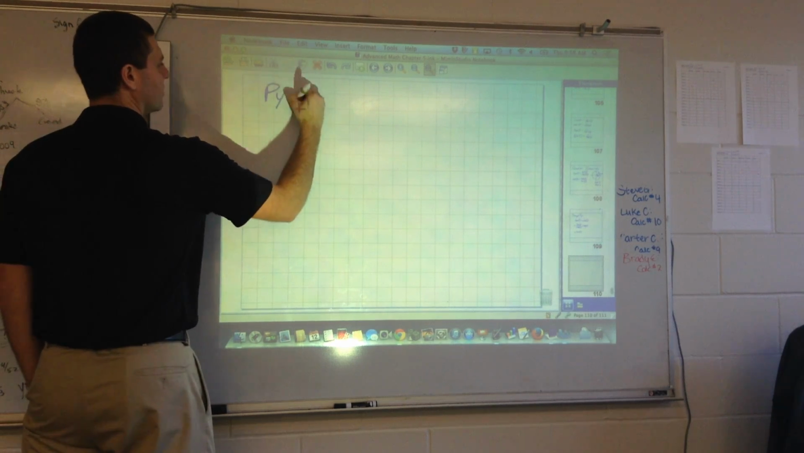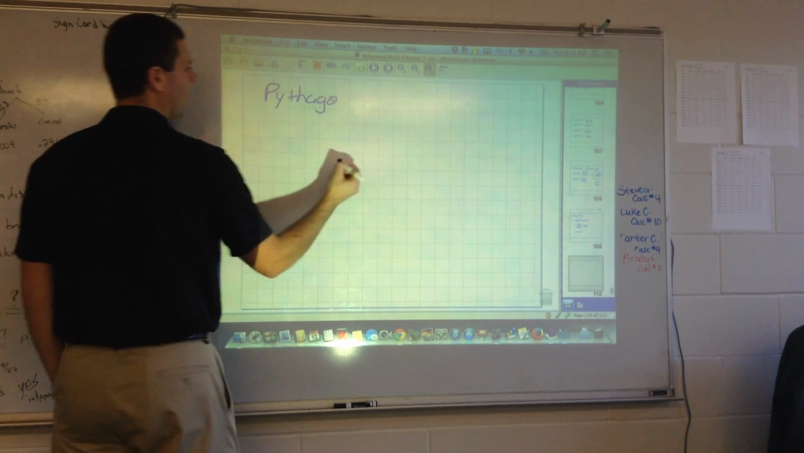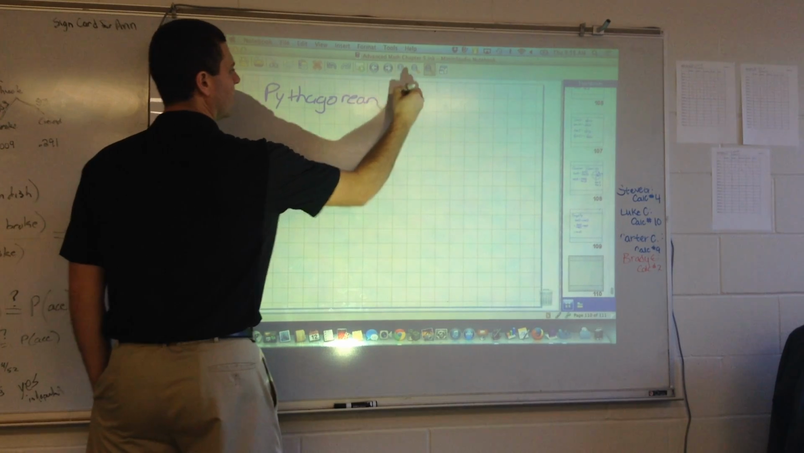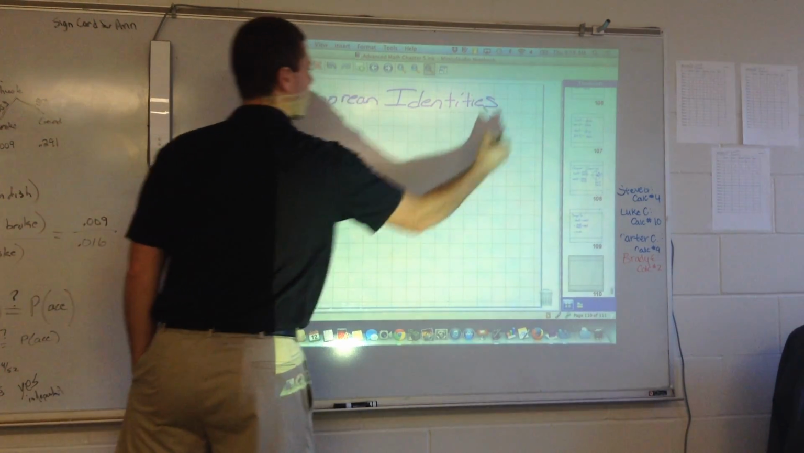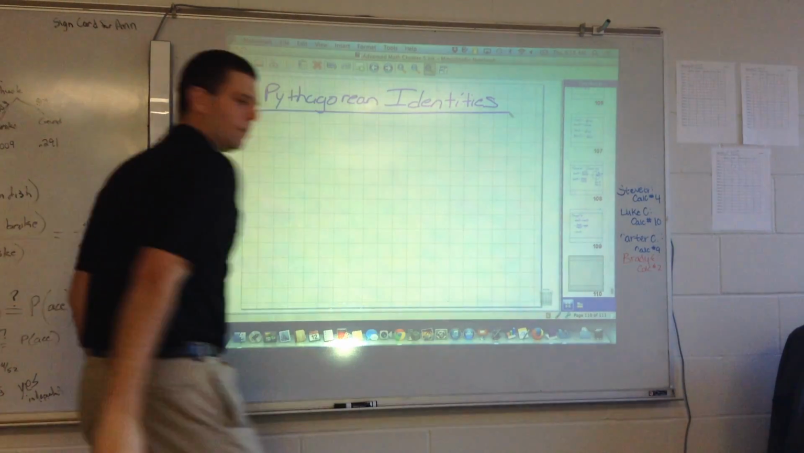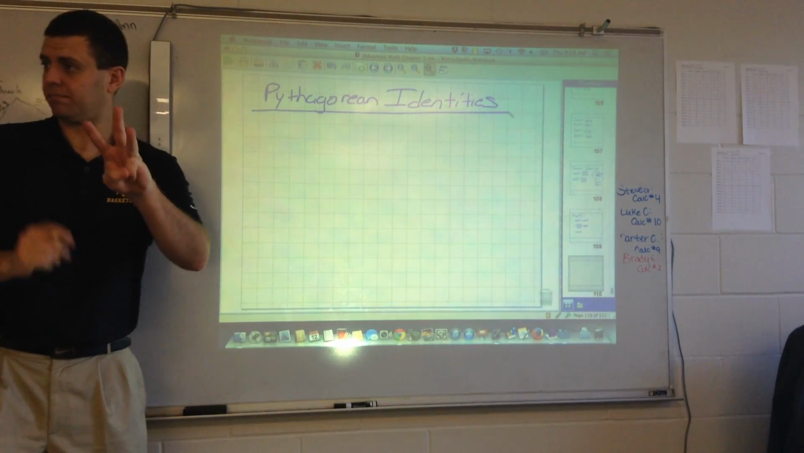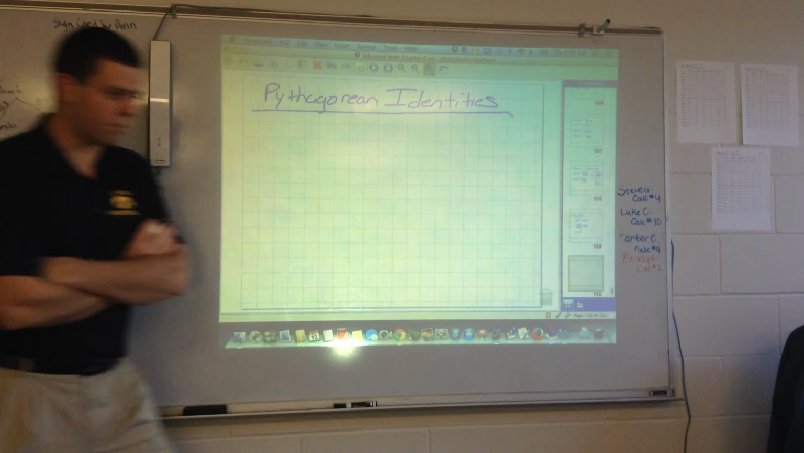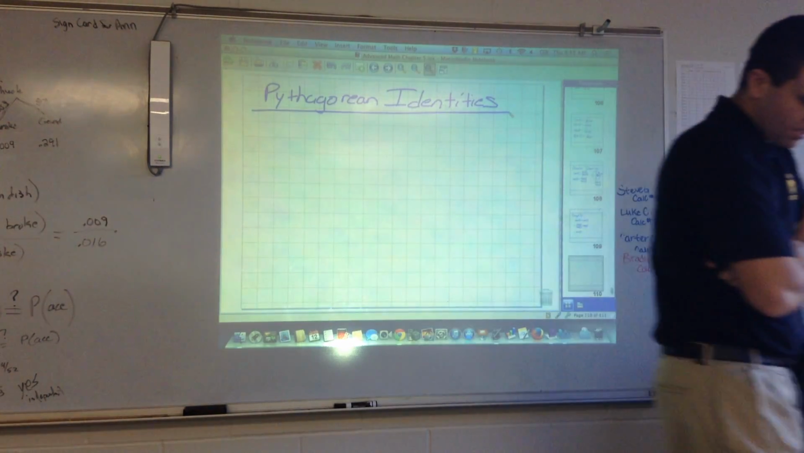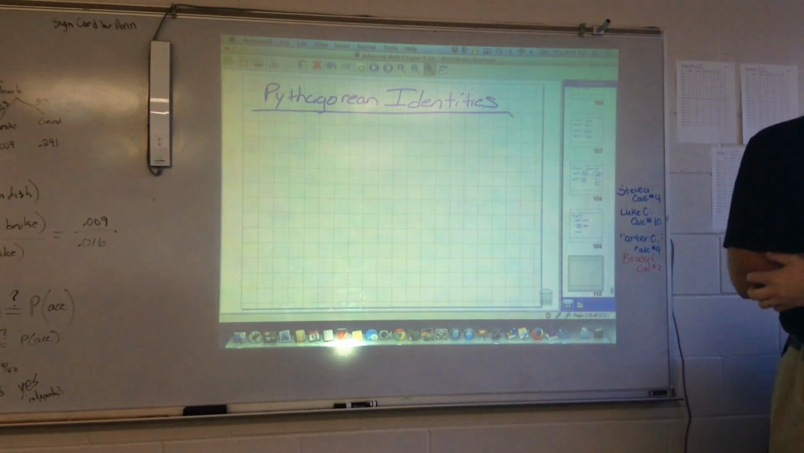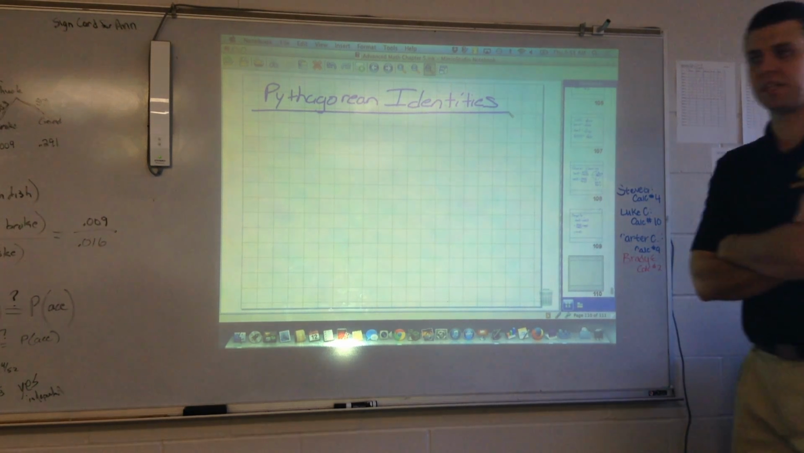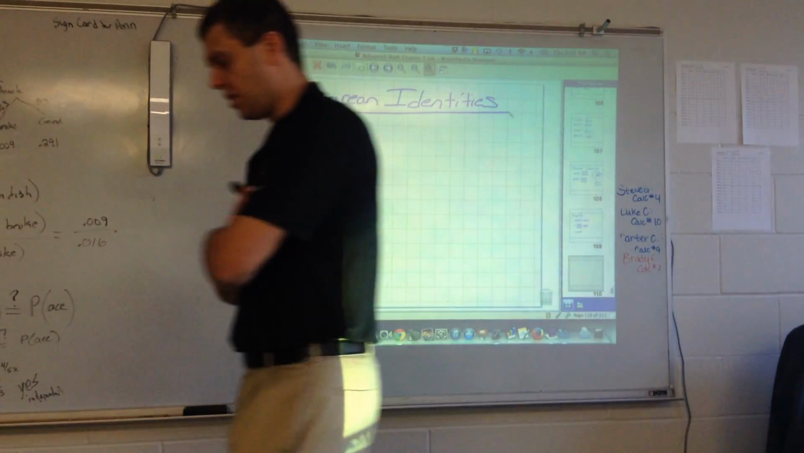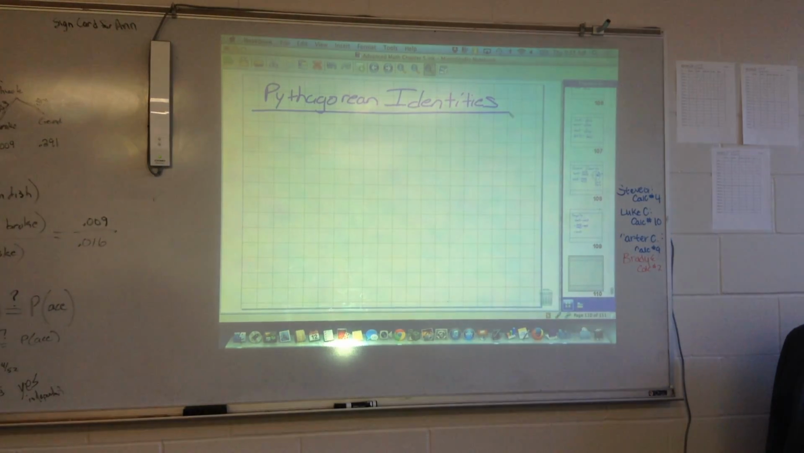Pythagorean identities. There were 3 of them on page 423. Sine squared plus cosine squared equals 1. Tangent squared plus 1 equals secant squared. 1 plus cotangent squared equals cosecant squared. You will have to know all those.